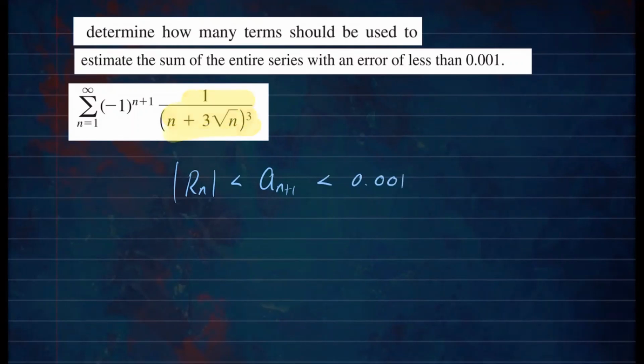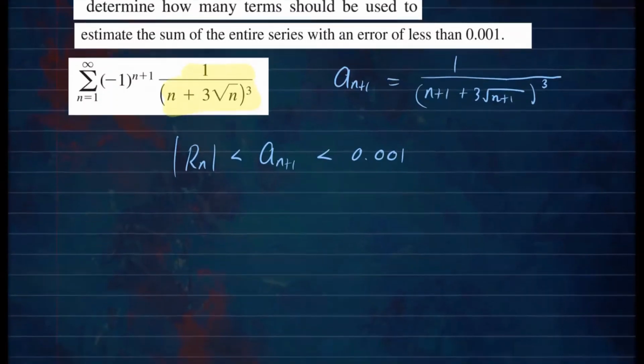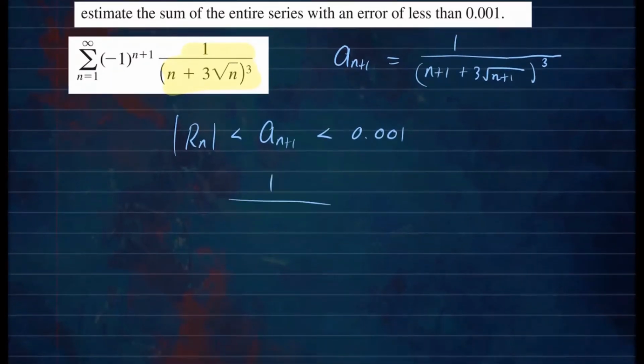So we know this is our a sub n term. So our a sub n plus 1 term would be plugging in n plus 1 everywhere there is n in the formula. So it'll be n plus 1 plus 3 times the square root of (n+1)³. That will be the formula for this. So substitute that for a sub n plus 1. We will have 1 over (n+1) plus 3 times the square root of (n+1)³. We want that to be less than 0.001, which is 1 over 1,000.